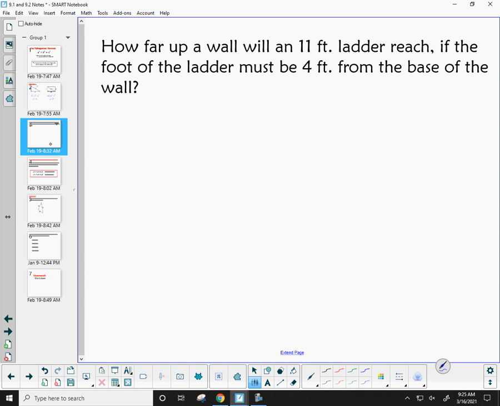Part of your homework is going to have a couple of story problems with Pythagorean theorem, so I brought one in here. It says, how far up a wall will an 11-foot ladder reach if the foot of the ladder must be 4 feet from the base of the wall? All right, so there's my building. I have this ladder leaning against the wall, right? And it says, how far up the wall? So I want to know this value here. So my ladder is 11 feet. It says it has to be 4 feet from the base of the building. Okay, so we're going to assume that the building is perpendicular to the ground, and we didn't have a bad builder. All right, so go ahead and solve for x here.